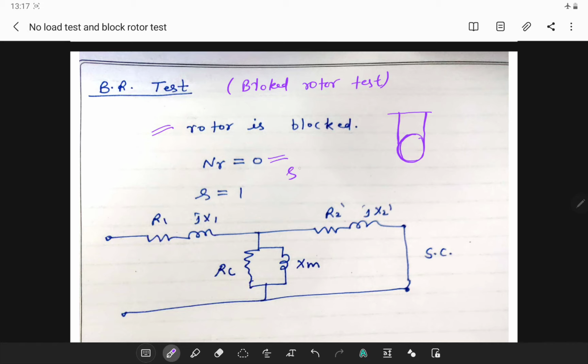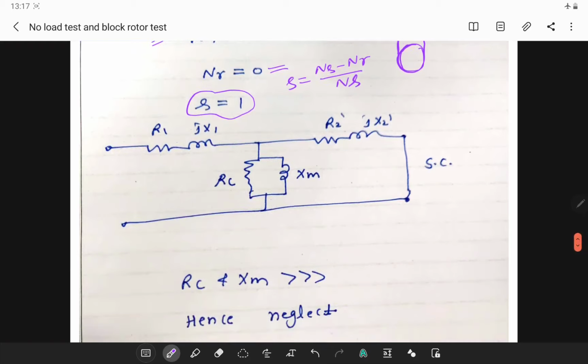And if Nr is 0, s was given as (Ns minus Nr) upon Ns. So you can say if Nr is 0, s will be 1. So I have written s is 1, and if s is 1, then this resistance, which was R2 dash into (1 minus s) upon s, will be 0. 0 means short circuited. And I've already told you that rotor and stator resistances are very, very less than the core loss component and Xm.